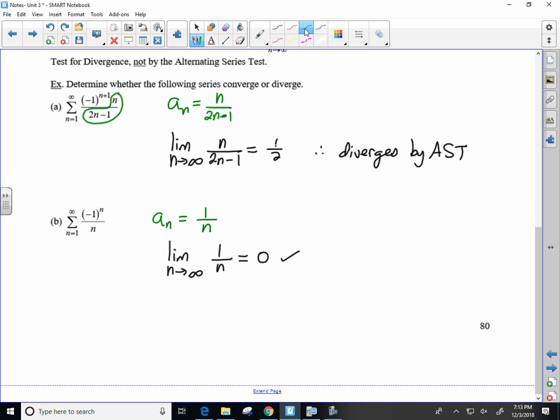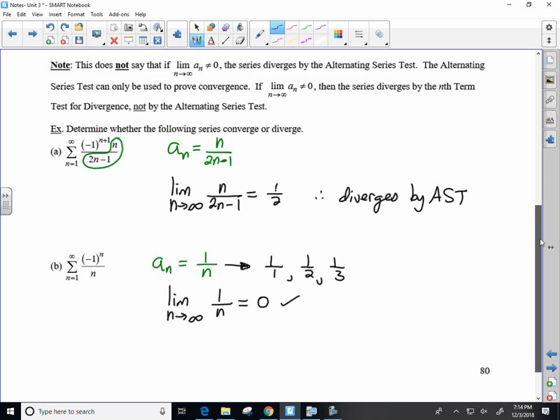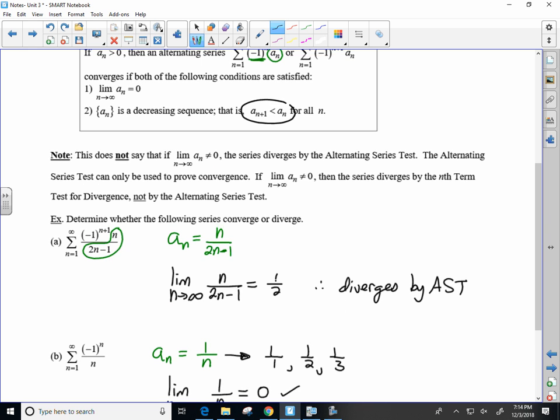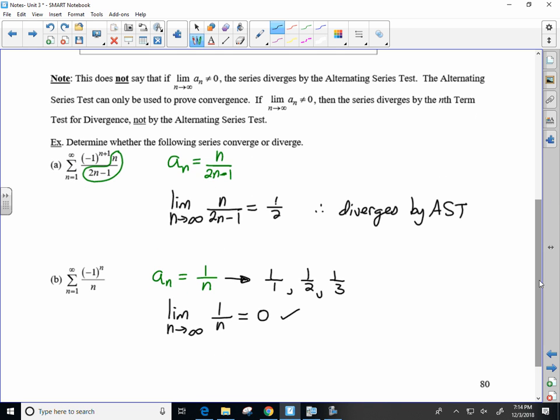Now I just want to make sure that the first few terms justify that this is a decreasing series. And again, we're just doing this as a sequence. So 1 over 1, comma, 1 over 2, comma, 1 over 3. It is true that the sequence is getting smaller the further you go down the line. So that satisfies this idea that each additional term in the sequence is less than the one that came before it.